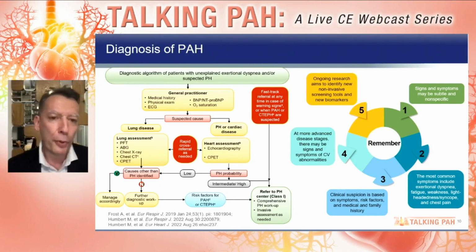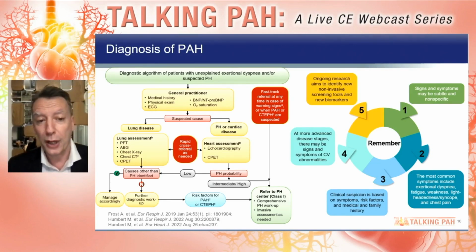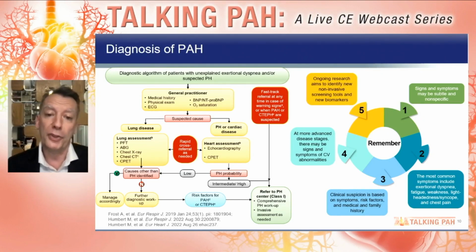So diagnosis of pulmonary hypertension, and more specifically diagnosis of group 1 pulmonary arterial hypertension, is based on a clinical suspicion and a series of investigations performed by the general practitioner first, and then specialist, and then super specialist in expert center. Usually the story starts with patients with an unexplained dyspnea on exercise. And these patients, usually, they are seen by their GPs, by their family doctors.